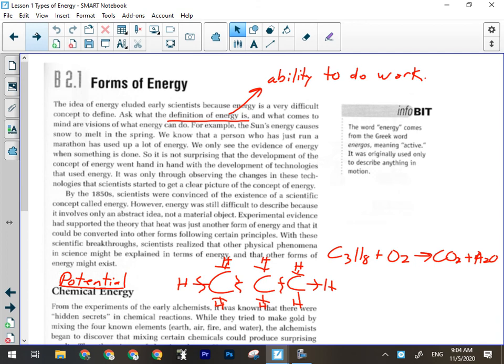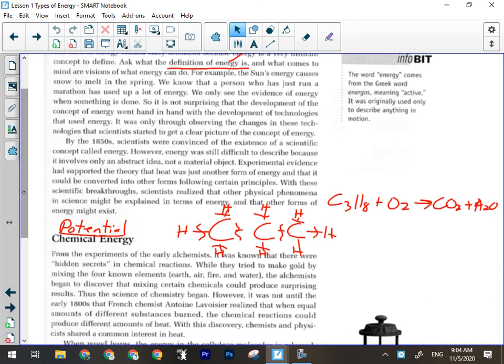All right, so by the 1850s, scientists were convinced, okay, of the existence of the scientific concept of energy, okay, but it was still difficult to describe because it involved an abstract idea, not a material object. Okay. There was evidence from experiments that supported the theory that heat was a form of energy and that it could be converted into other forms following certain principles, okay, and that's what we do with the internal combustion engine.